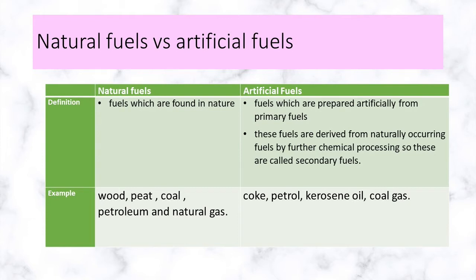Examples of natural fuel are wood, coal, and petroleum. And some examples of artificial fuel are petrol, kerosene oil, and coal gas.